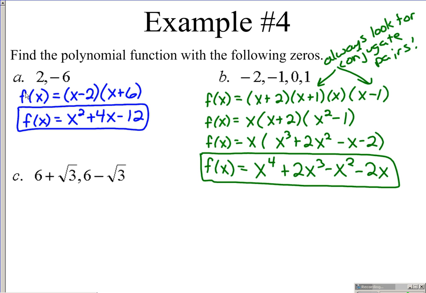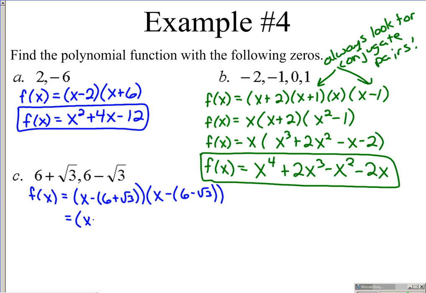Letter C. Now when we have irrational solutions, it becomes a little bit more difficult to get to the polynomial. F of x equals, still x minus each solution. So x minus 6 plus root 3 and x minus 6 minus root 3. Simplify this before we worry about multiplying. This becomes x minus 6 minus root 3, x minus 6 plus root 3.